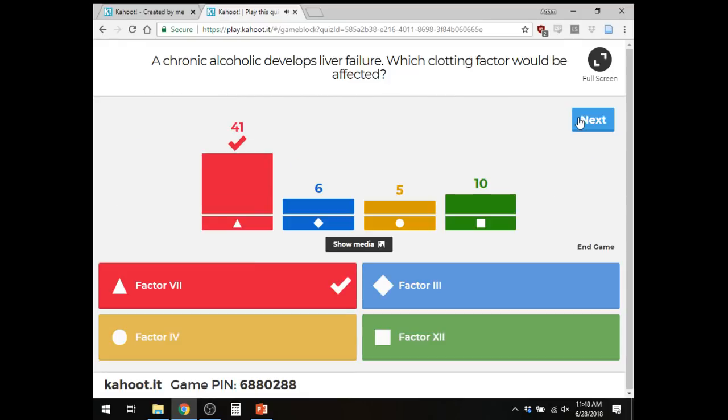Factor 7 is going to be one of the big ones. So 2, 7, 9, and 10 are some of the big ones. They're going to be affected there in the liver specifically. So we'll also see that's going to be a big deal when we're talking about warfarin, right? As a blood thinner, that's going to be big as affecting the liver and vitamin K utilization, all of that.